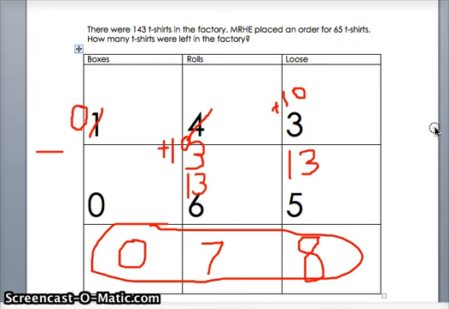The T-chart strategy helps set students up for what we call stacking or the traditional algorithm. The reason we use the language of boxes, rolls, and loose is for them to have the understanding that when they cross out a number in the tens column, or in this case, the rolls column right here, they understand that when I cross this off, I'm taking away a roll, which is actually 10 loose.